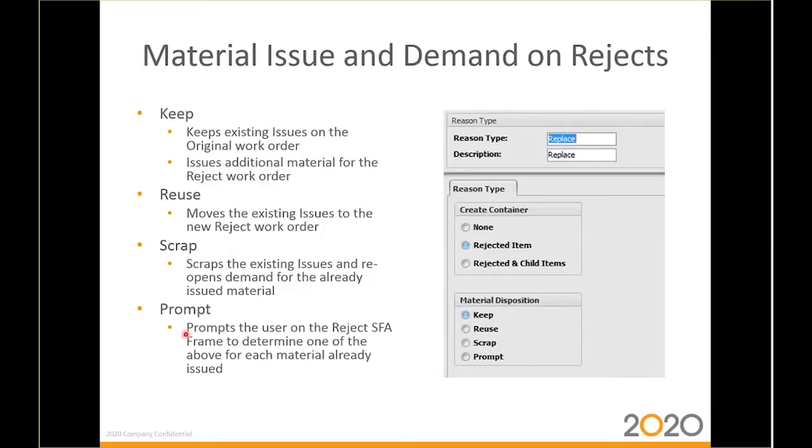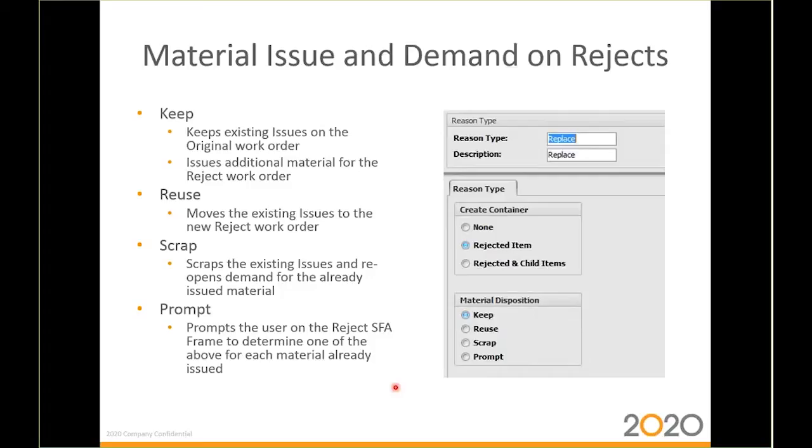And if you choose prompt, then on the shop floor assistant reject frame, the user will get a dialog that will show them the issues that have occurred under each selected order item that's being rejected, and that user will have to choose one of the other 3 options for each issued material. That's kind of like full manual control.